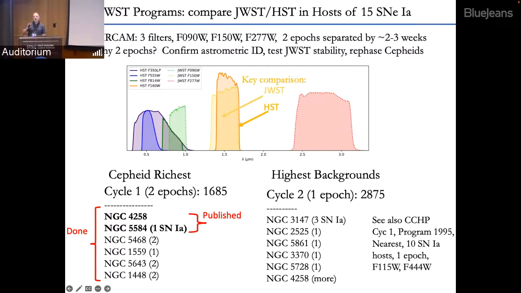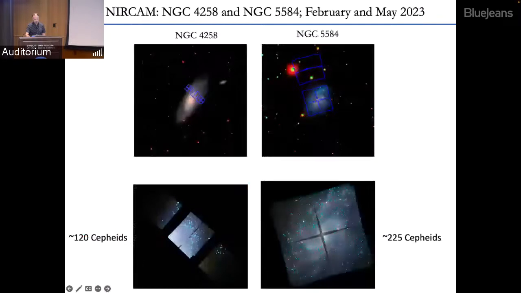Now, we observed the Cepheids in 2 epochs because we wanted to check 3 things. We wanted to check the photometric stability of JWST across our measurements with the static stars. We wanted to be able to confirm that they were Cepheids, that we had matched the right star, by seeing the variability of the stars. And we wanted to be able to rephase the Cepheids. I'll say more about that in a second.